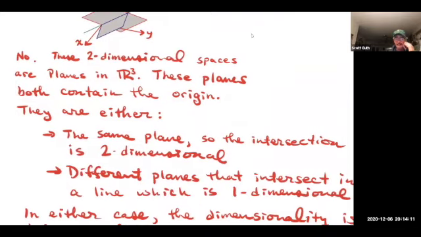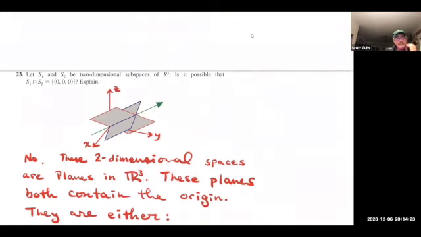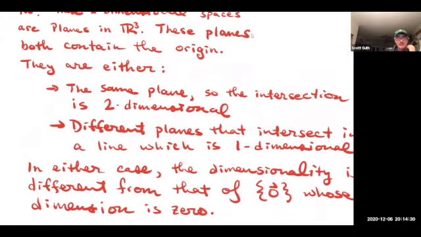Either the 2 planes are the same plane, okay? And if they are the same plane, the intersection is 2-dimensional. So it would have a basis of 2 linearly independent vectors and basically just be a normal plane. That's a lot more than just 0, 0, 0. So in that case, the answer is no. If they're the same plane, no.